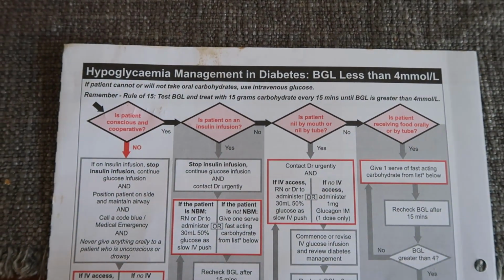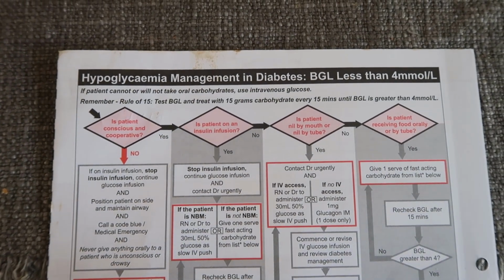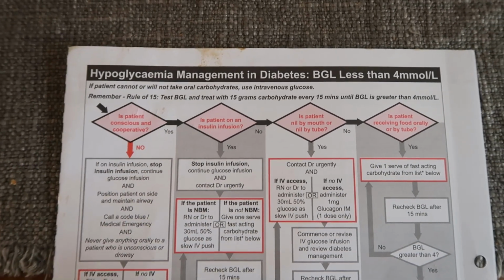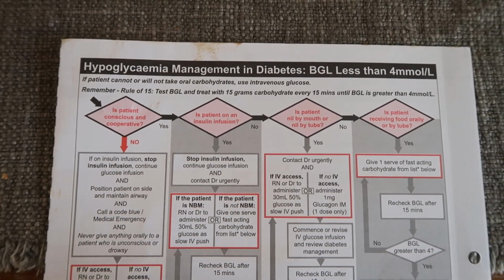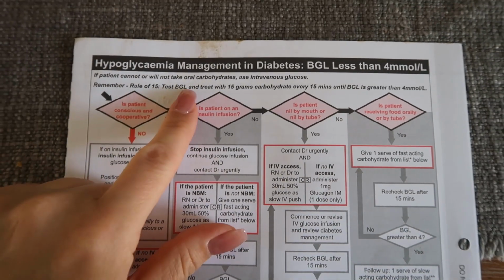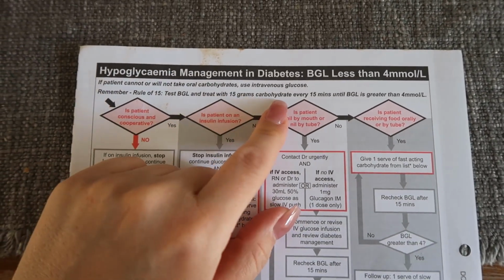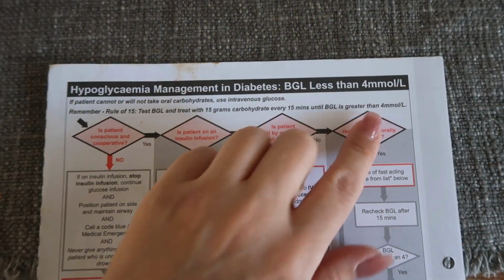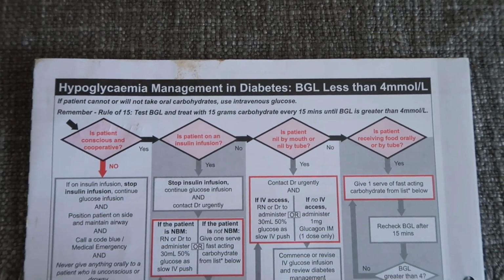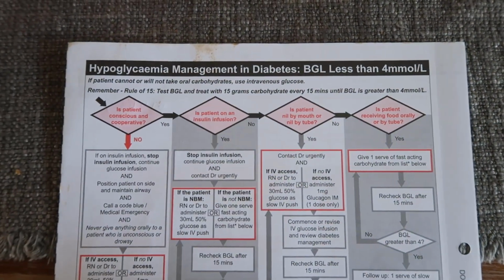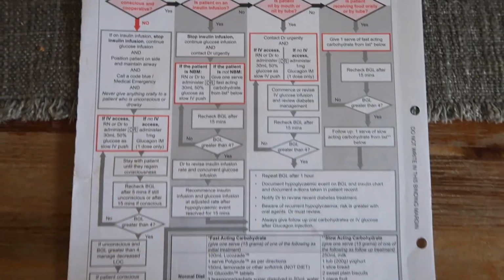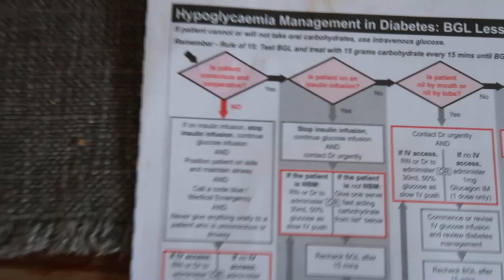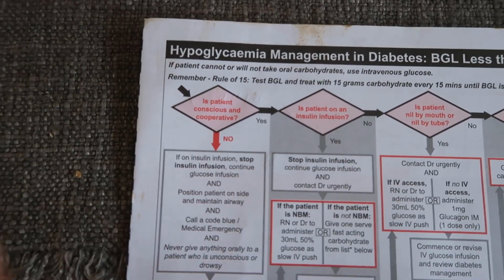Okay, so this part here on the form says hypoglycemia management in diabetes, BGL less than 4. And it gives you here a rule of 15, which is easy to remember when it comes to managing hypoglycemia. It says test BGL and treat with 15 grams of carbohydrates every 15 minutes until BGL is greater than 4. So this is an easier way to remember before you go through the whole form. But as nurses, we need to understand what this form is about and refer to it as a protocol or procedure. So let's start really quickly and go through all the sections of this form.